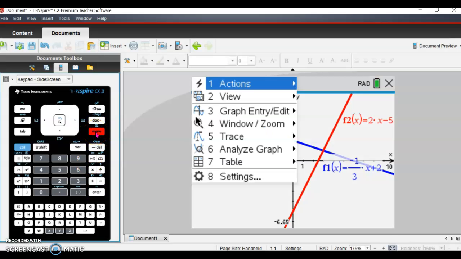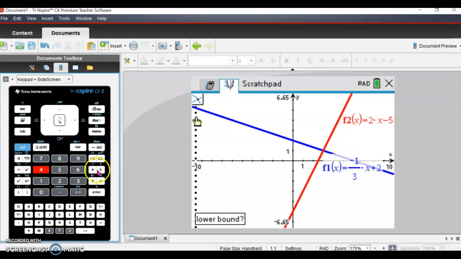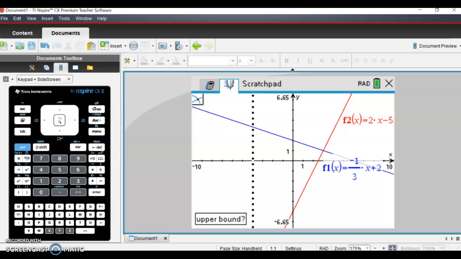One of them is to hit menu, number 6, analyze graph, and number 4, find the intersection. So you're going to have to use this mouse pad. For me, I'm doing it actually on the graph, but you would need to use this mouse pad. Click the center of the mouse pad when you are on the left side of the intersection, and then scroll over the intersection. And it will label it intersection and give you the ordered pair of the intersection of those two lines, which is our solution.